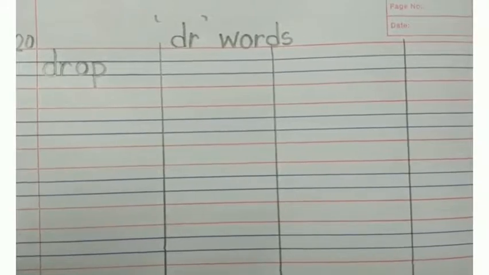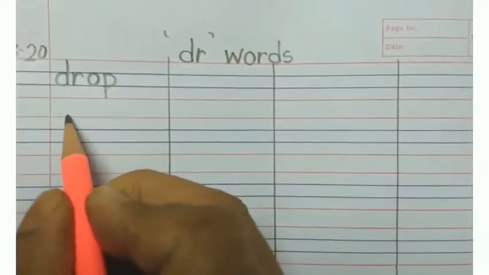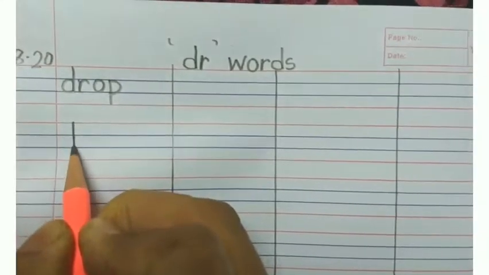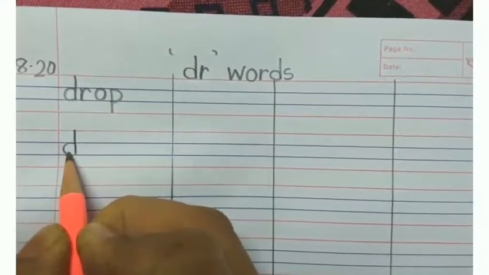Now our next word is drink. D-R-I-N-K, drink. So, we'll write D. From red line to blue line, make a straight standing line, go up, make a C curve from blue line to blue line, D.